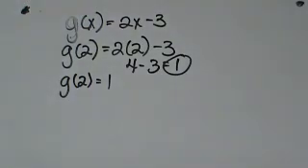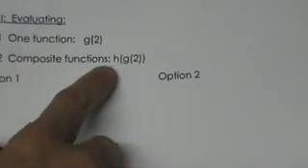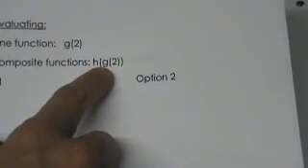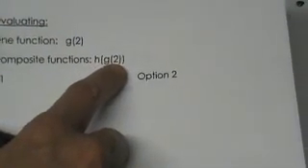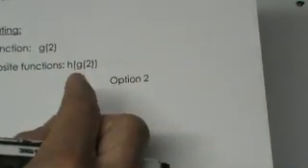Okay, so that's evaluating one function. But what happens when we have this composite function? So we need to look at this notation to understand what it means. Composite functions are when one function is inside another function. So what this is telling us is we're going to evaluate the g function for 2, which is what we just did, and then take that answer and plug it into the h function. So you kind of work from the inside out. Okay, so g of 2 is our first step. Once we get that, we take that solution and plug it into the h function.